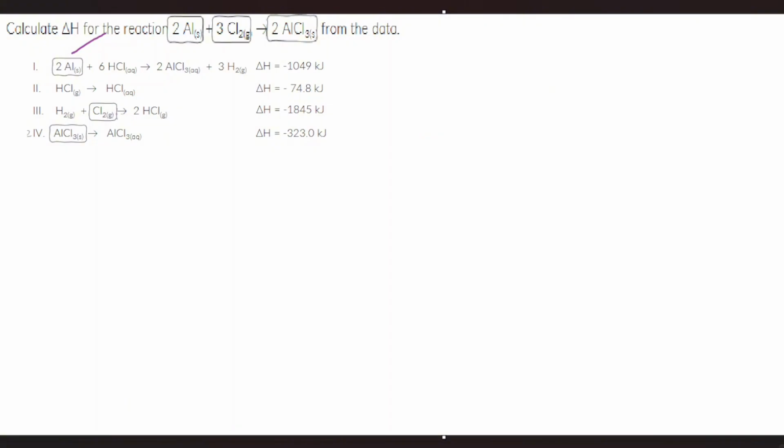Let's look at reaction 3. Reaction 3 has chlorine in the reactants. So the thing is, this is good, but we need 3 chlorine. And in this reaction, we only have 1 chlorine. So what are we going to do to reaction 3? Say it with me. We're going to multiply by 3. So this is going to turn into negative 845 times 3. This is going to be negative 5535 kilojoules. And just add a 3 to everything. Okay? There we go.